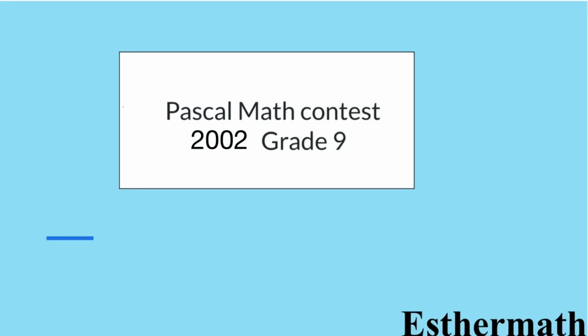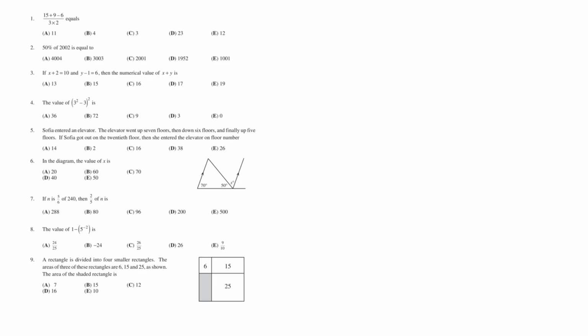Pascal Math Contest 2002, Grade 9. Number 1. 15 plus 9 minus 6 over 3 times 2. The numerator is 9 minus 6, that's 3, plus 15, that's 18. The denominator is 6, that's 3. So the answer is C.